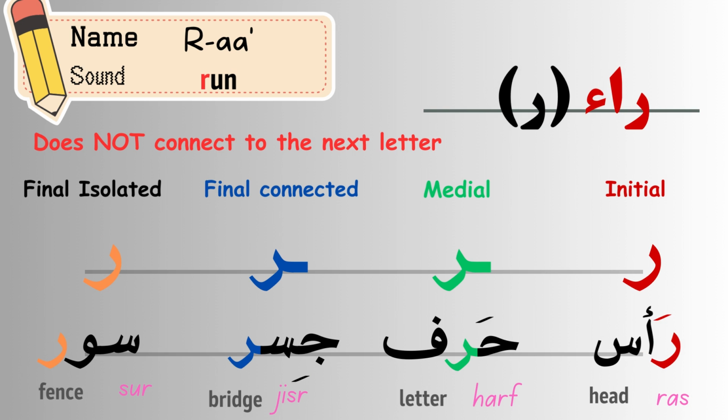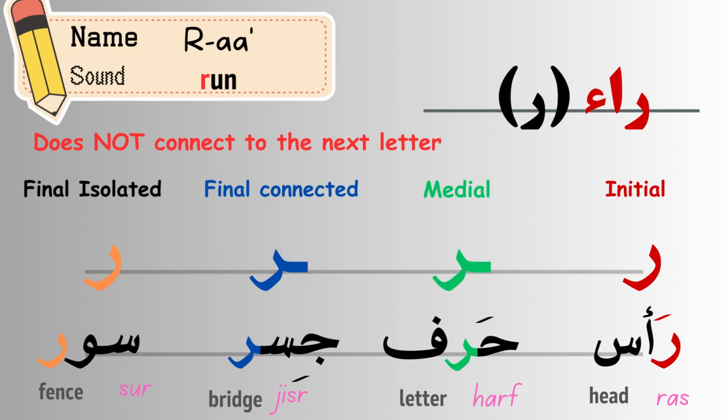The letter ra. The letter ra also doesn't connect to the next letter. Word ras shows the initial form of the ra. Word حرف shows the medial form of the ra. Word جسر shows the final form connected of the ra. And word sur shows the final form isolated of the ra.